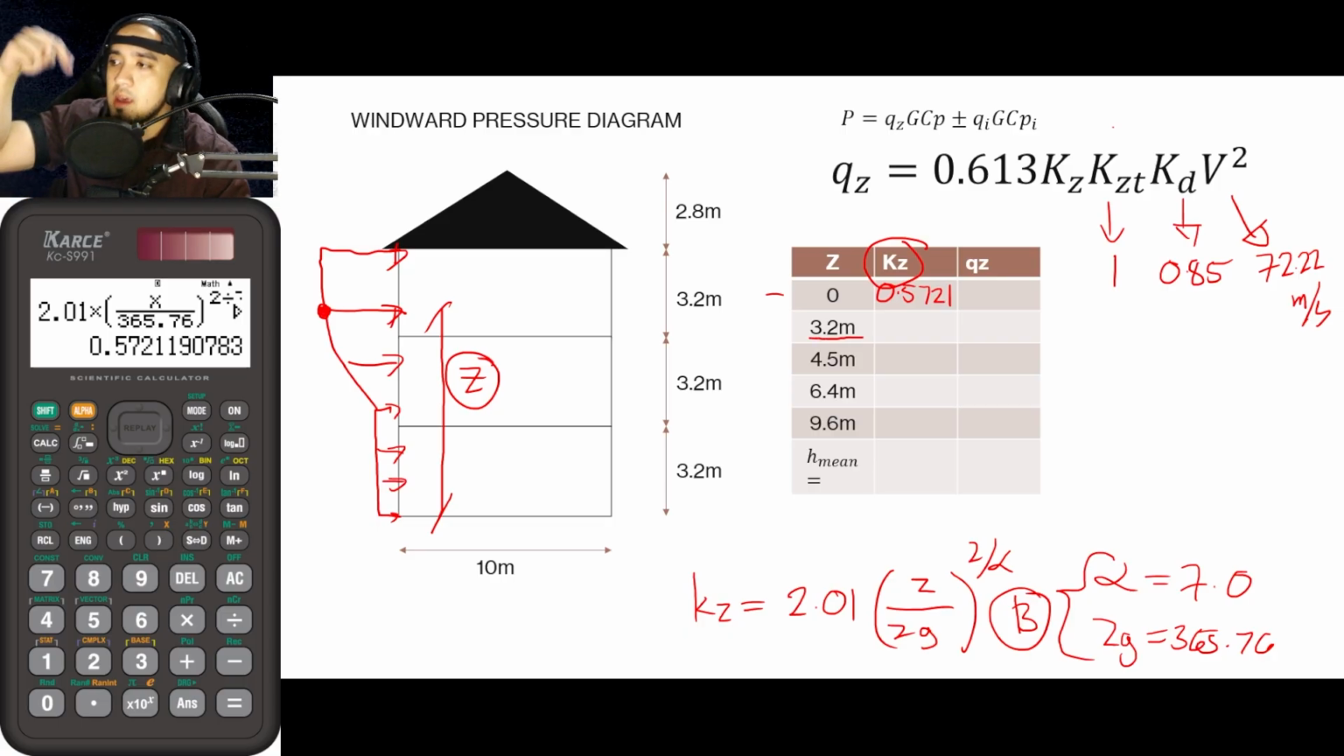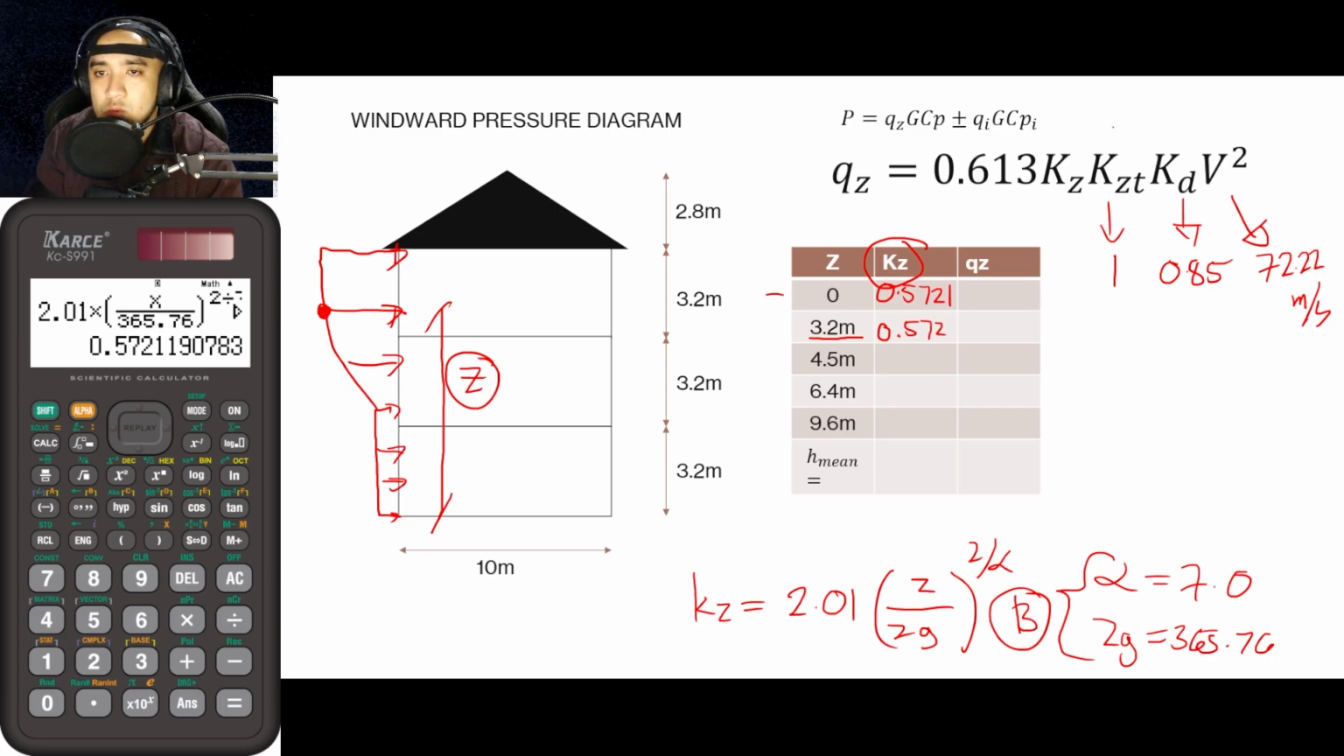Okay? So as for the next one, as you can see, the 3.2 meters is still less than 4.5. Meaning that in my solution below me, we would still be making use of z equal to 4.5. So you would still be getting the same answer as what is written below me. So this is still 0.5721. And if z is equal to 4.5, that is actually the minimum, so this is 0.5721.